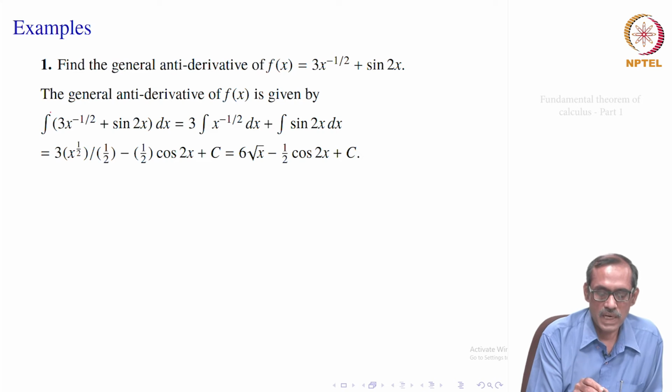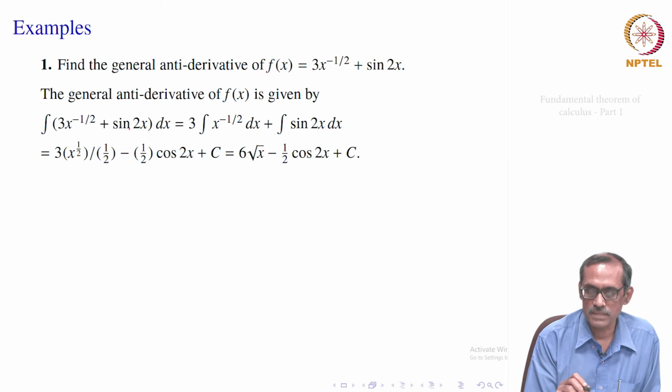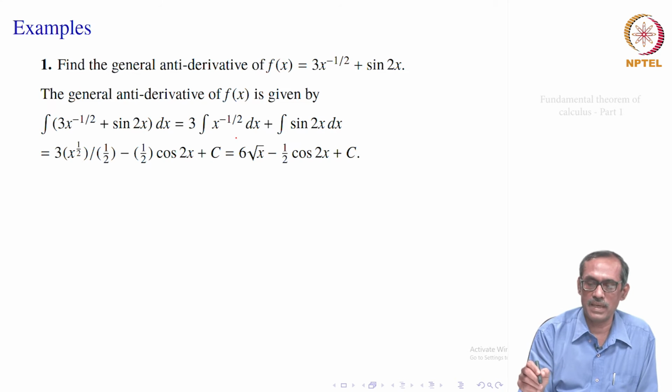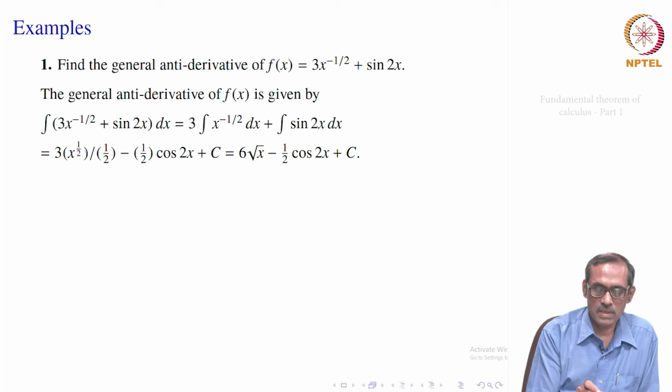So, we have the integral of 3 x to the power minus half plus sin 2x, which is equal to, by the linearity property, 3 times the integral of x to the power minus half dx plus the integral of sin 2x dx. Now, for x to the power minus half, you apply the first formula: the integral of x to the power m is x to the power m plus 1 by m plus 1. So, m plus 1 here is minus half plus 1, which is half. So, 3 remains, x to the power half divided by half.